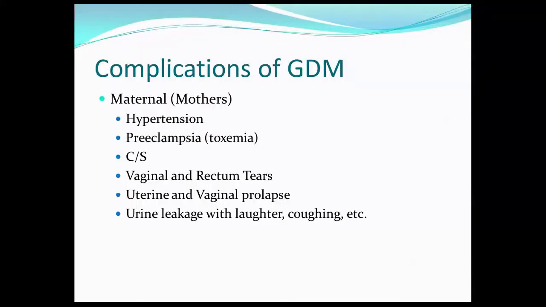Some of the long-term effects from gestational diabetes, mainly because of large babies, include a higher prevalence of vaginal and rectal tears. Another long-term effect is that women, because of the larger babies, tend to have something called uterine and vaginal prolapse. This is when the uterus and the vagina begin to protrude out of the opening of the vagina. This can cause a long-term effect of urinary incontinence, when mothers tend to have leakage when they cough, sneeze, and so forth.